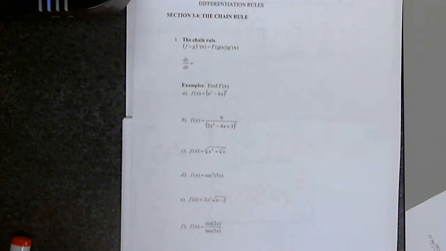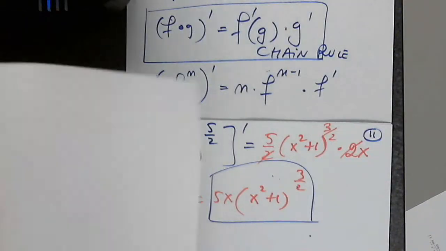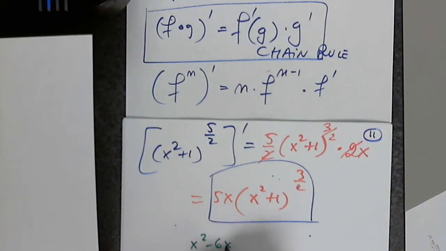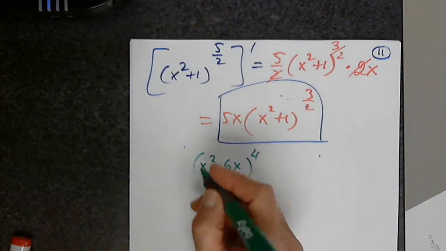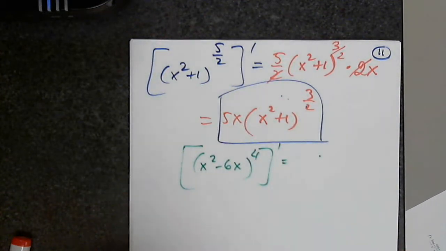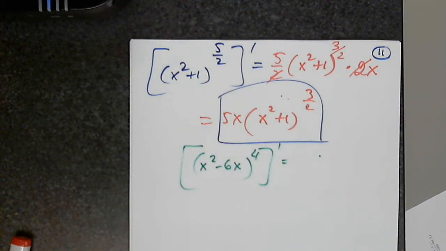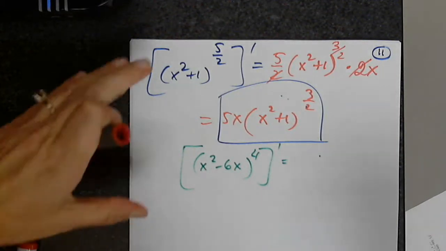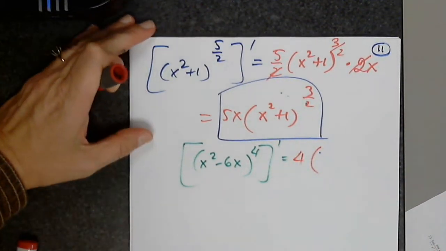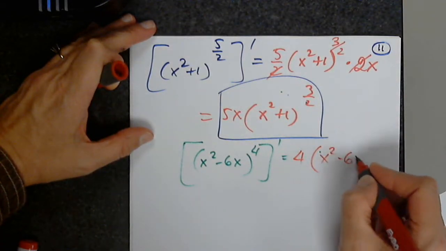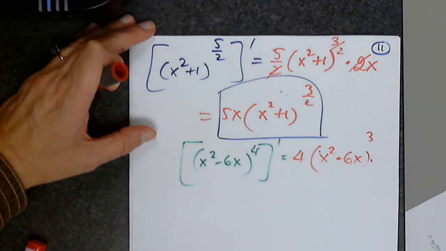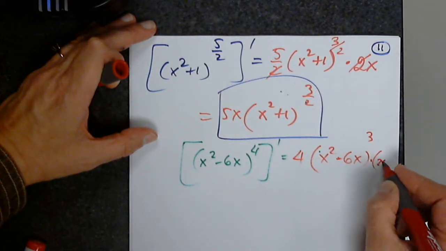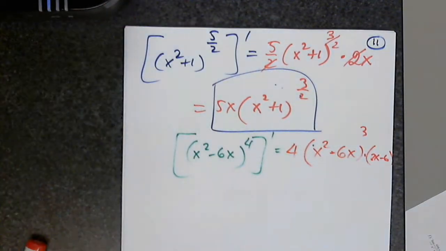A. Okay, so in A we have x squared minus 6x, everything to the 4th power, and we want to differentiate this. What will you write? Yes. Quantity, to which power? Very good. Multiplied by, that's it. Indeed, 2x minus 6.